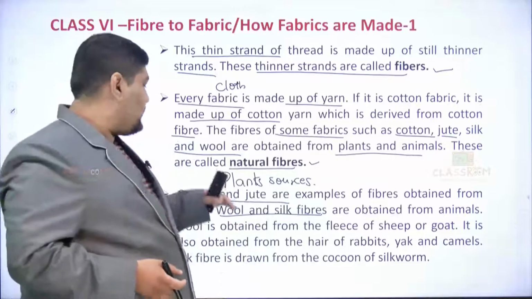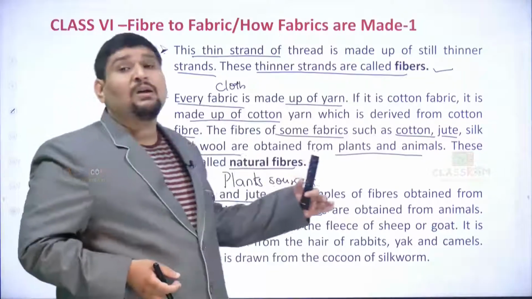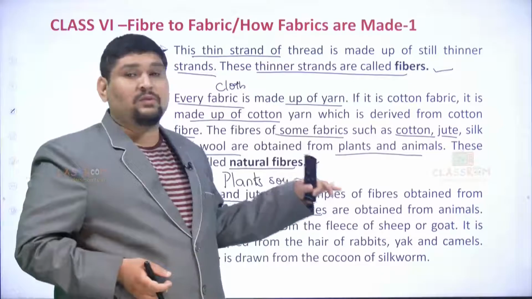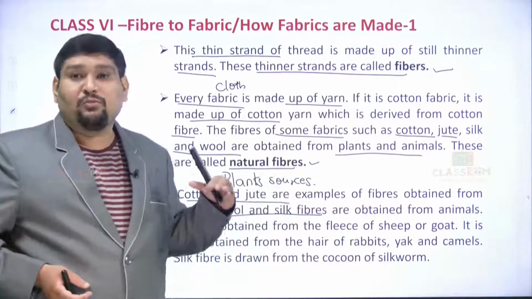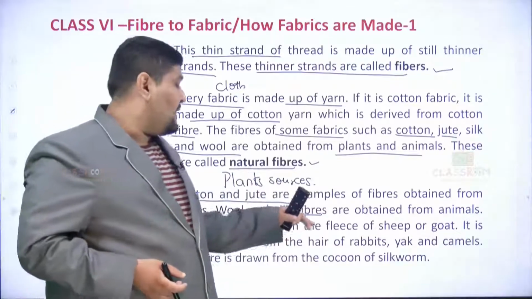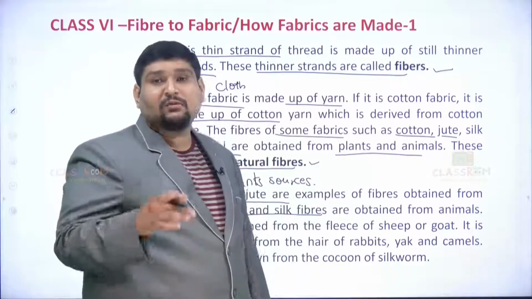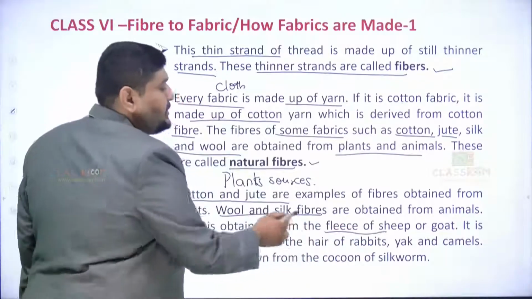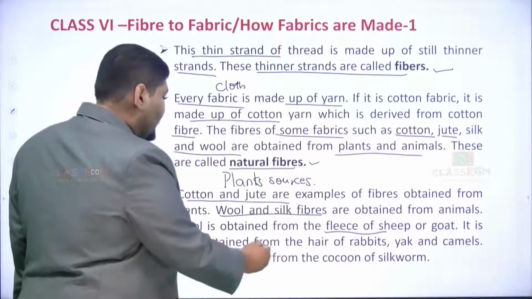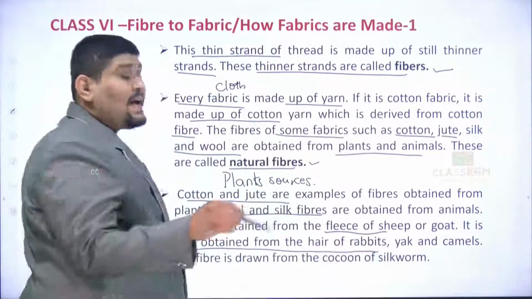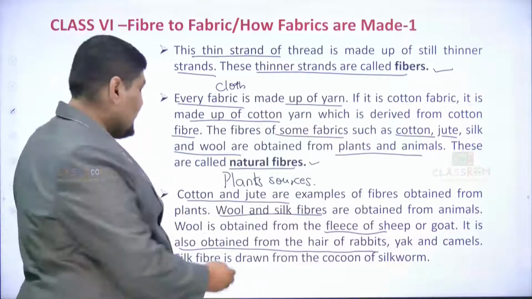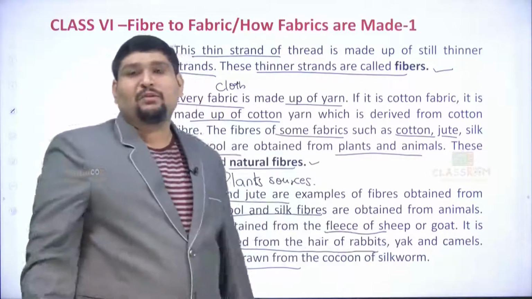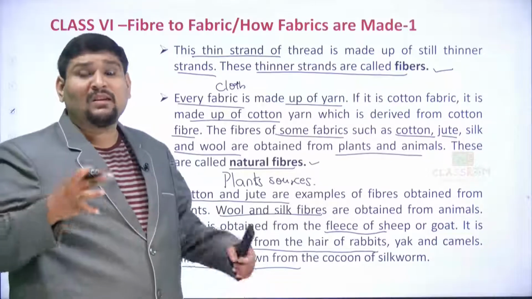So, we classified now. Cotton and jute are obtained from plant sources, the cotton plant and the jute plant. Silk and wool are obtained from animals, silkworm and sheep. Wool is obtained from the fleece of sheep or goat, and up to some extent from the hair of rabbits, yak and camels also. And as you know, silk fiber is drawn from the cocoon of the silkworm.